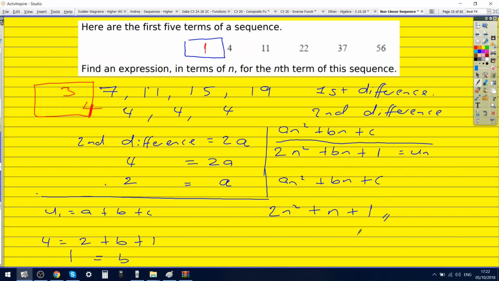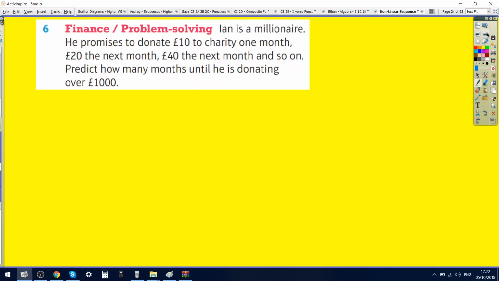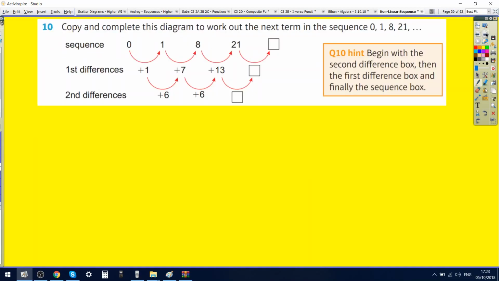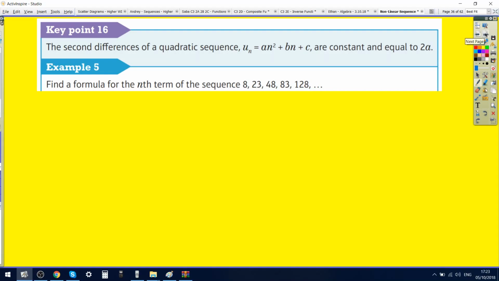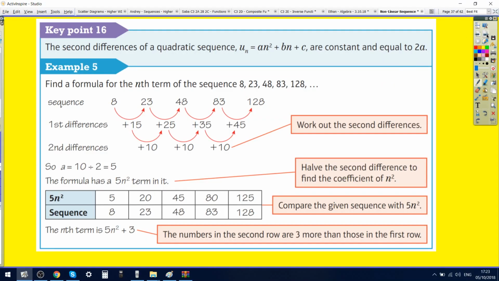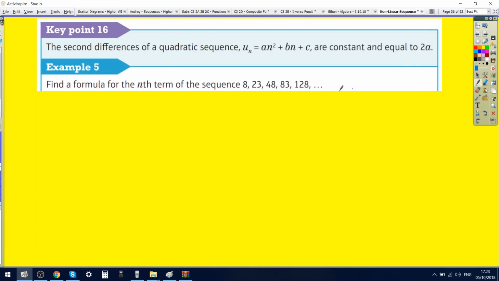So this is quadratic sequences. In general, find the second difference and halve it to get a. Find the term before the first term to get c, and then use first term equals a plus b plus c to find the middle term, b. So we need to practice this. I'm just going to skip all the easier ones and go here. Okay, let's practice with this one.